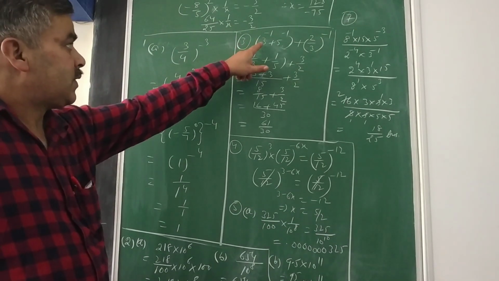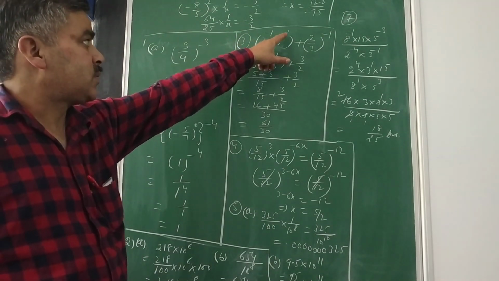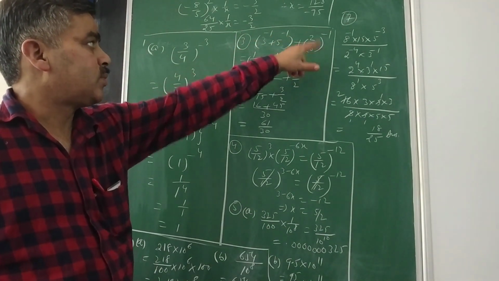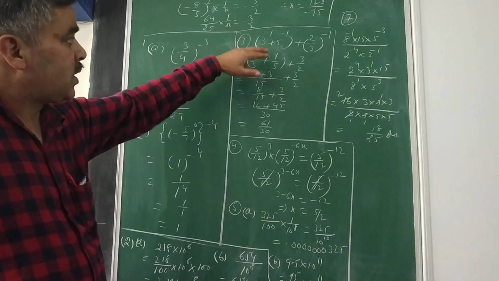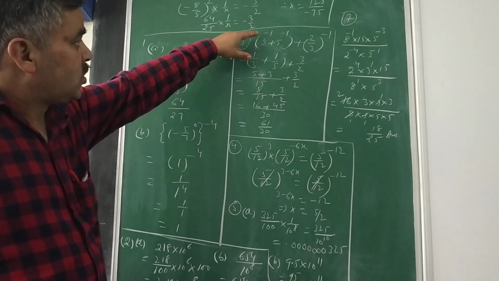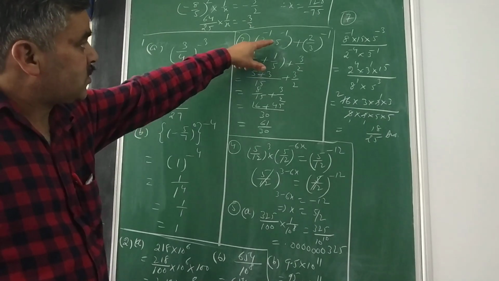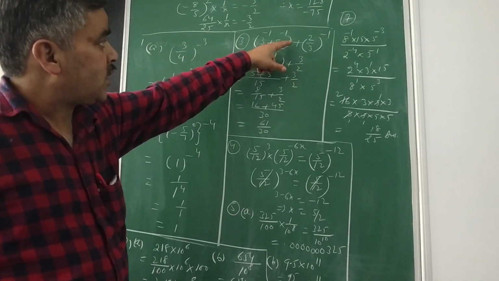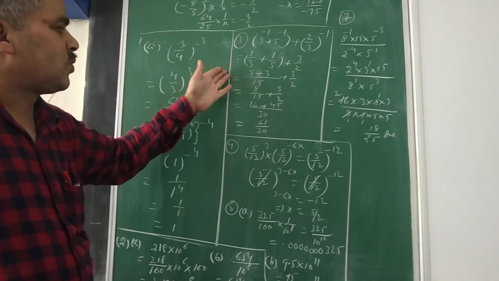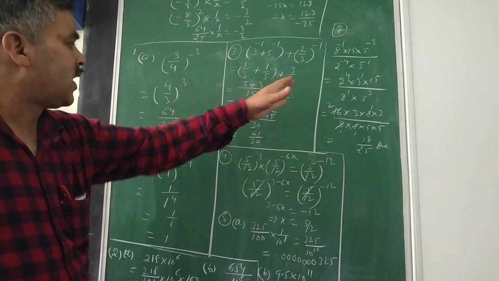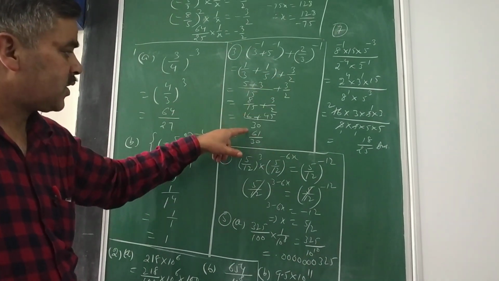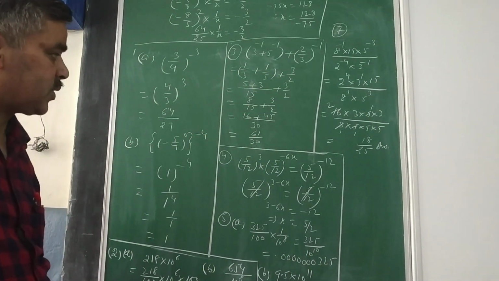Then evaluate 3 raised to the minus 1 plus 5 raised to the minus 1 plus 2 upon 3 whole power minus 1. First of all, make all these positive. So this will be 1 upon 3, this will be 1 upon 5 and this will become 3 upon 2. Now we are there in the rational number. Take the LCM and check the answer whether it is coming equal to 61 upon 30.